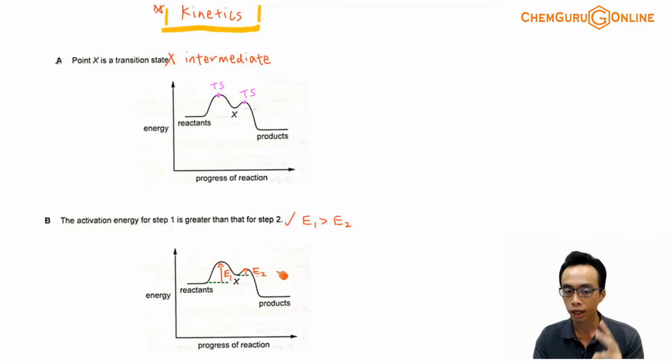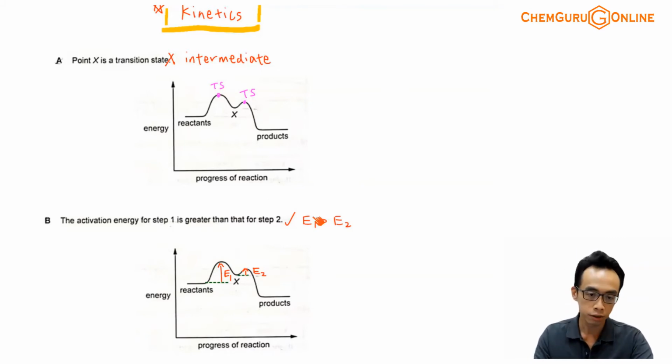Now how about the second activation energy? It will be the energy gap between X to the top of the mountain, which is this gap here. Now we should be able to see very clearly that the second activation energy is actually smaller in terms of magnitude as compared to the first activation energy. So E1 is clearly larger or greater than E2. So option B is a reasonable answer. Activation energy for step 1 is greater than that for step 2. So B, probably it is the answer.